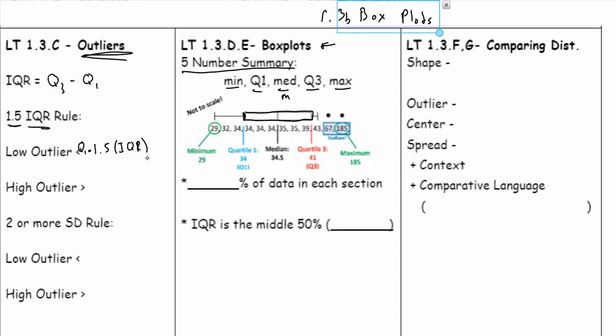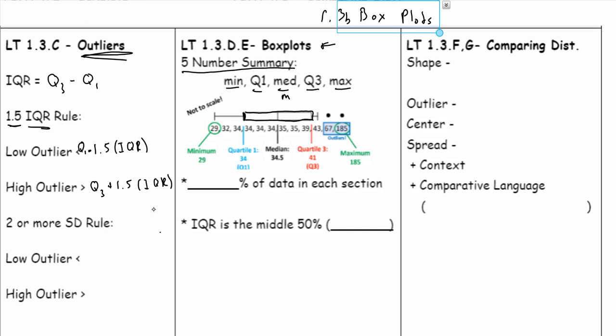Same way, if you take your Q3, and we want to figure out if something is going to be greater than, if we have an outlier, that means we take our 1.5 times IQR and we add that to Q3. So anything greater than this value is going to be an outlier.